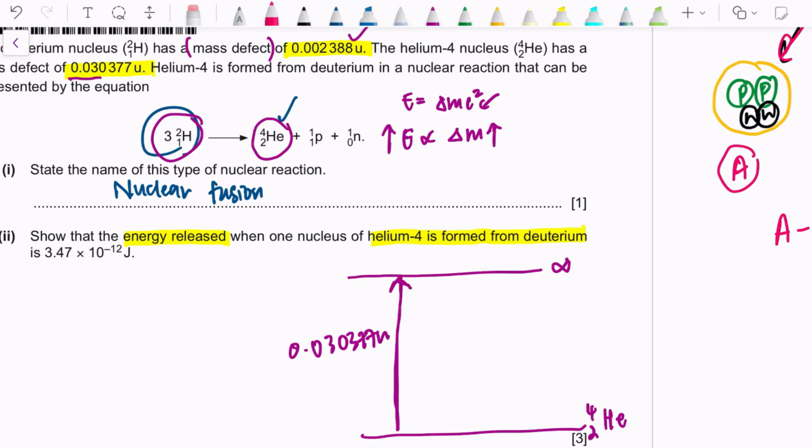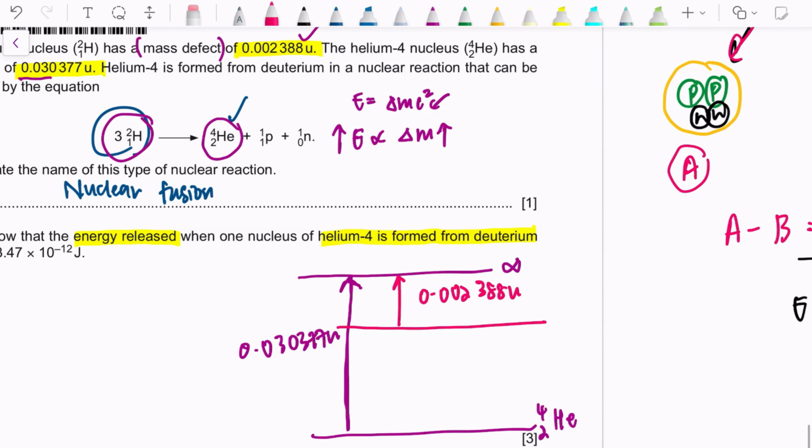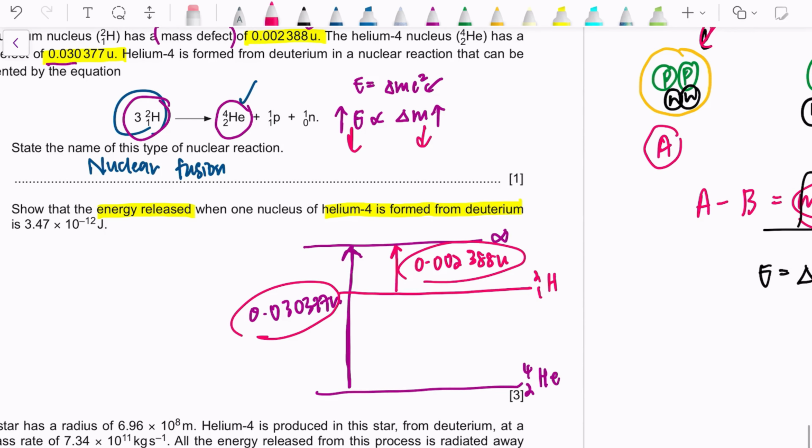So deuterium is probably somewhere here because it has a lesser amount, right? Maybe not exactly half, maybe a bit here. Because it needs very little energy to break the nucleus into its individual nucleons towards infinity, because it's not very stable. If it's not very stable, you don't need a lot of energy, and less energy means a smaller mass defect. So this one I'm writing in terms of mass defect. You can then convert this to energy using the formula E equals mc squared.